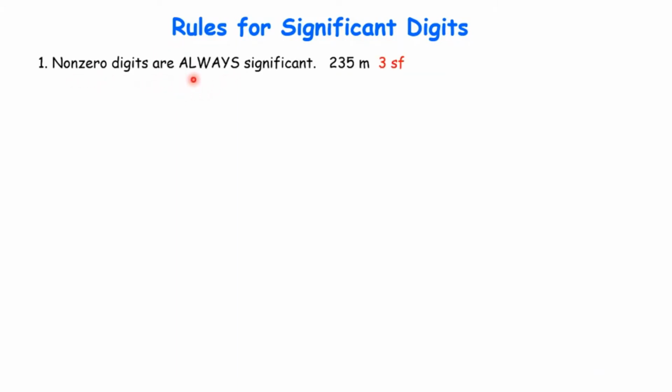Non-zero digits are always significant, which means when we count the number of sig digits, we have to count them. 235 meters, all non-zero digits, therefore there are 3 sig figs.